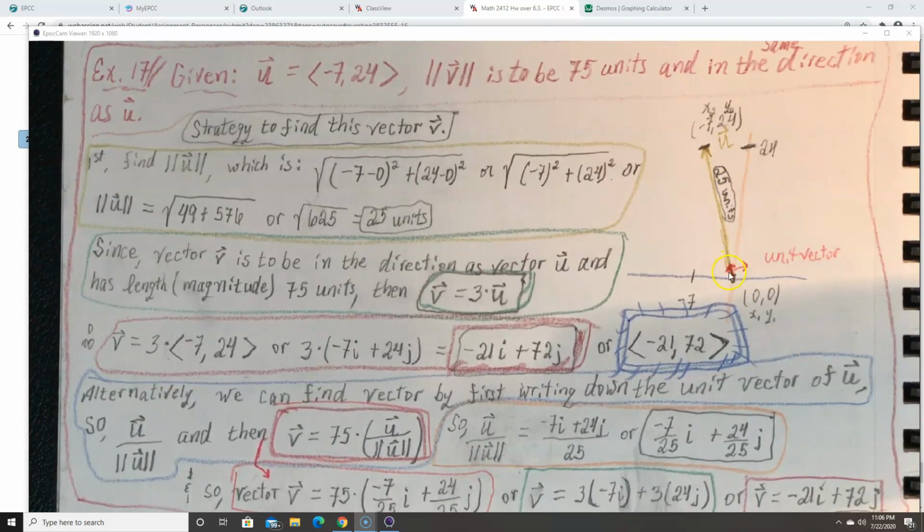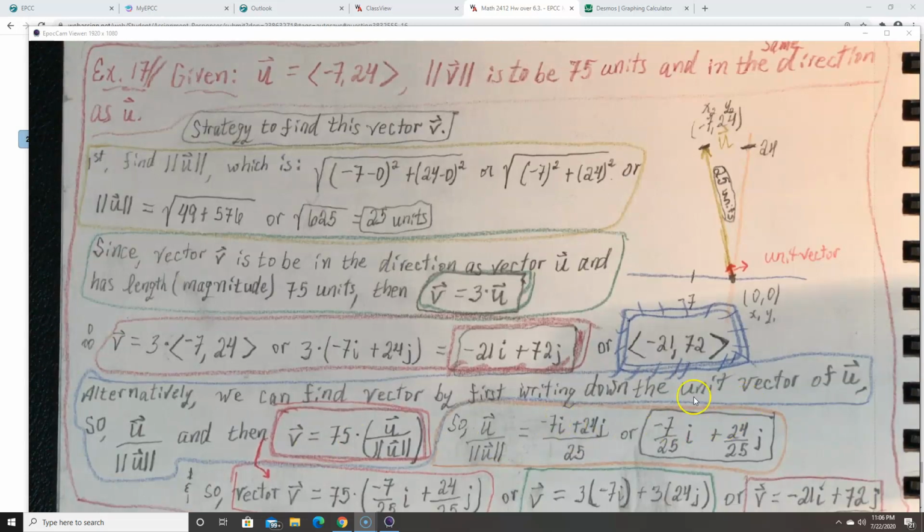So just take this little unit vector, which is only 1 unit long, and multiply it by however many units the big long one needs to be, which in this case is 75. So then take that unit vector and multiply it by 75, and that'll give us the new vector they want us to find.